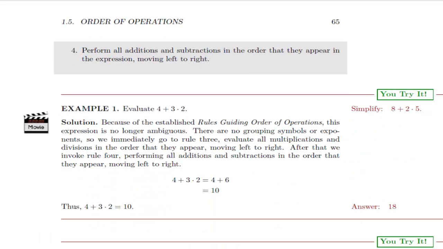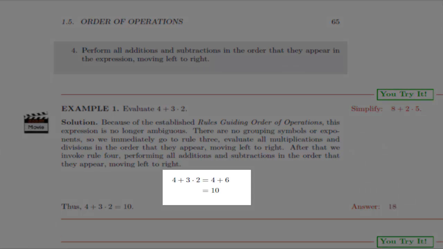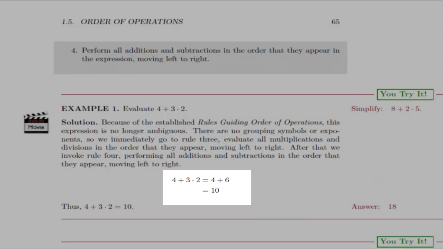Example 1. Evaluate 4 plus 3 times 2. Solution. Because of the established rules guiding order of operations, this expression is no longer ambiguous. There are no grouping symbols or exponents, so we immediately go to Rule 3. Evaluate all multiplications and divisions in the order that they appear, moving left to right. After that, we invoke Rule 4, performing all additions and subtractions in the order that they appear, moving left to right. So, multiplying first, we get 3 times 2 is 6, then by addition, 4 plus 6 equals 10. Thus, the correct answer to the expression is 10.